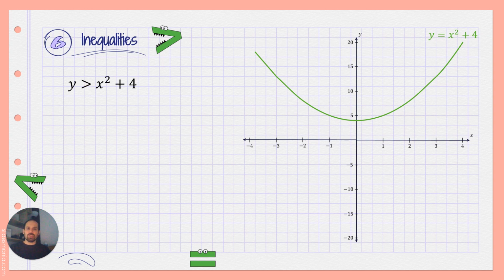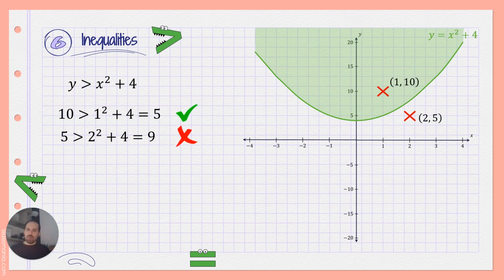If we have the equation y equals x squared plus 4, we could plot the graph just as usual. But now say we're trying to consider the inequality when y is greater than x squared plus 4. We can apply the same logic. When y is greater than this, we want all the area above the curve. And again, we can confirm that by taking a point in and out of that area.